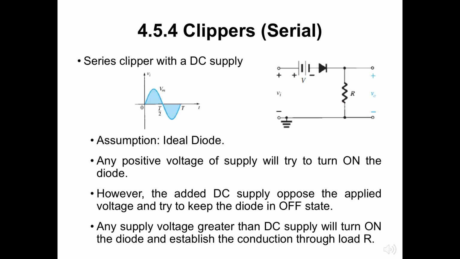In this figure, for instance, any positive voltage of the supply will try to turn the diode on, by establishing a conventional current through the diode that matches the arrow in the diode symbol. However, the added DC supply V will oppose that applied voltage and try to keep the diode in the off state. The result is that any supply voltage greater than V volts will turn the diode on and conduction can be established through the load resistor.